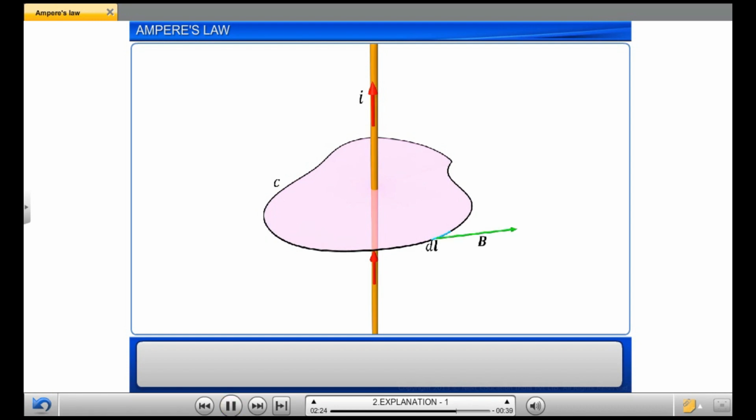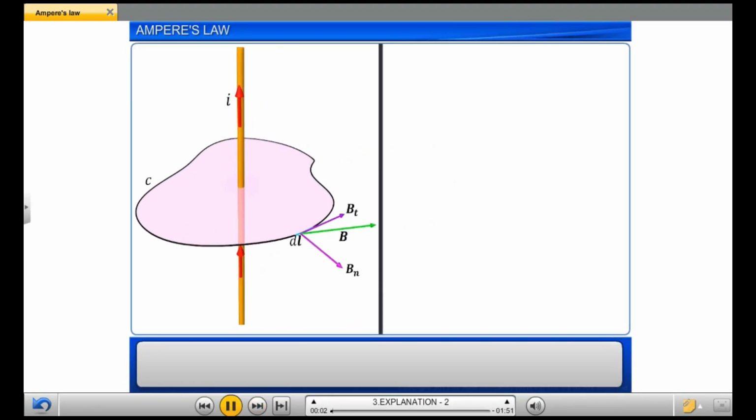The direction of the magnetic field at the small element can be found by using the right-hand thumb rule. On resolving the magnetic field into its two components, the component of the magnetic field along the length of the small element of the closed loop is called the tangential component of the magnetic field. Let it be Bt. And the component of the magnetic field perpendicular to the length of the small element of the closed loop is called the normal component of the magnetic field. Let it be Bn.